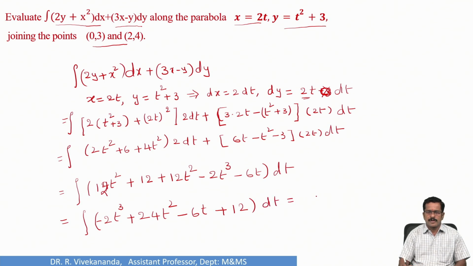So which is equal to, now if I evaluate the integration: minus 2 into t cube integration is t power 4 by 4, plus 24 into t square integration is t cube by 3, minus 6t square by 2, plus 12t. This is under the whole bracket. And here I need to discuss the limits.